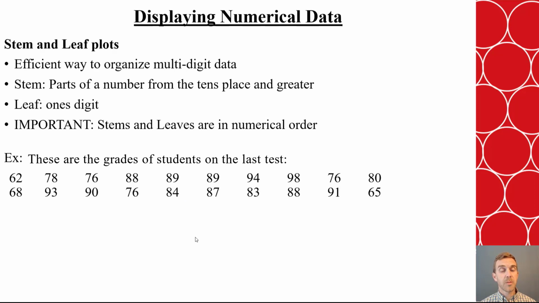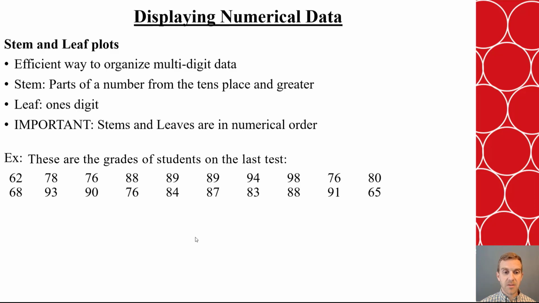Another form of numerical data display that we can use is called the stem and leaf plot. This is very helpful when we're trying to organize multi-digit data. The stems are the parts of the numbers from the tens place and greater. And the leaf is the ones digit. It's important that when we create our stem and leaf plot, we make sure that each row is in numerical order.